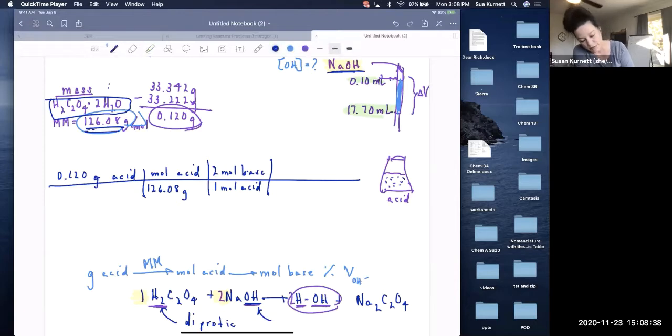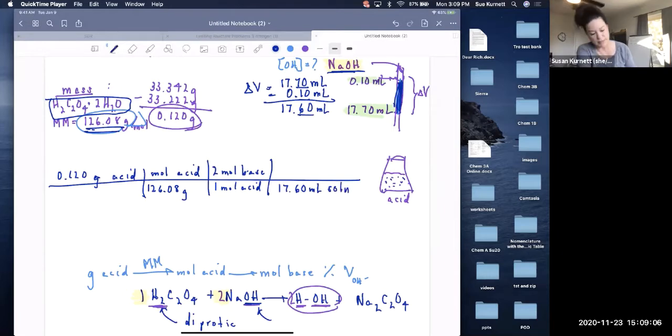So our difference in volume is final minus initial. And so my answer is 17.60, 4 sig figs. Both of these go 2 past the decimal, so my answer goes 2 past the decimal. And which solution is it? It was the solution that came out of the burette.